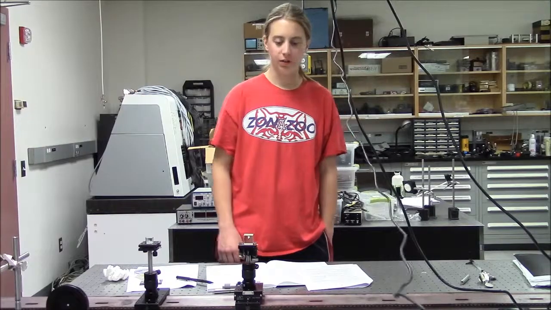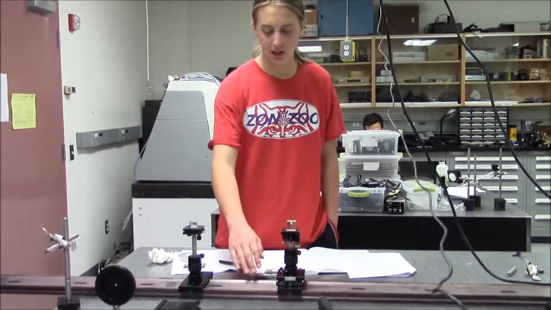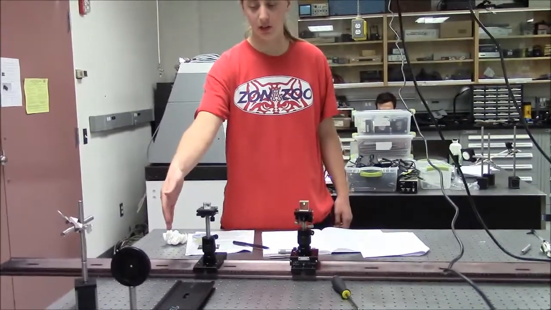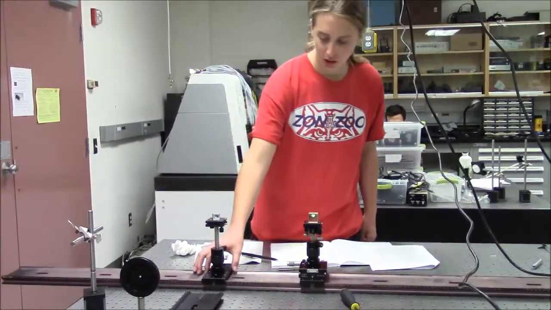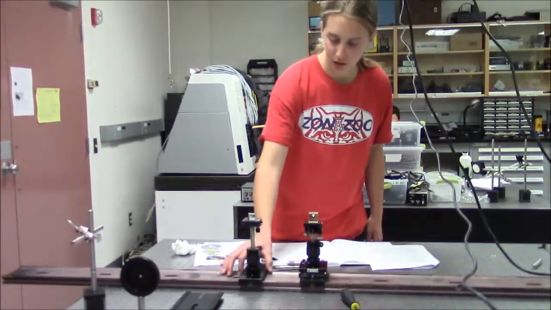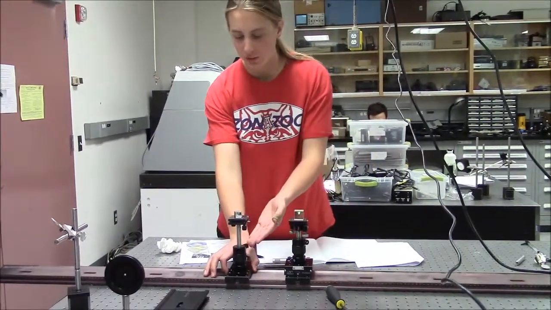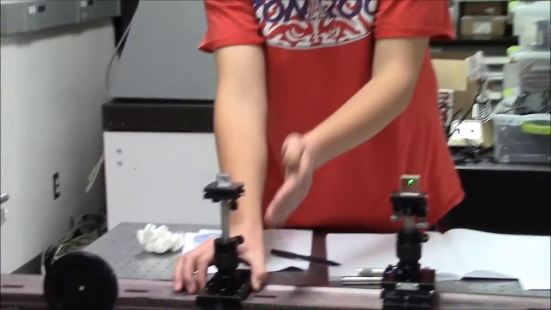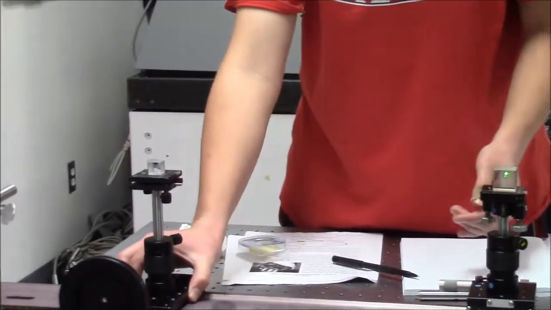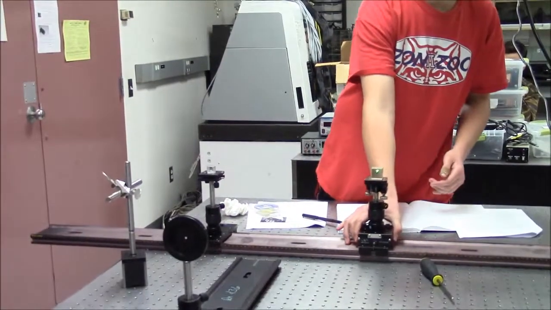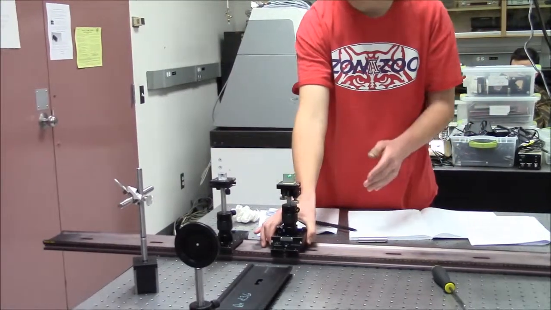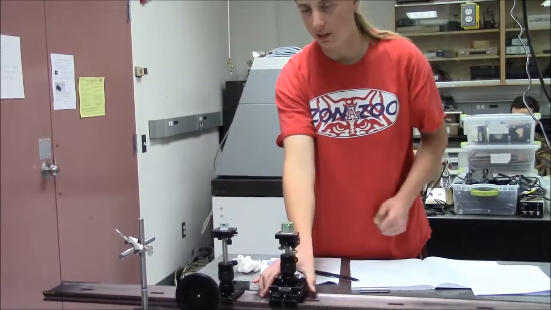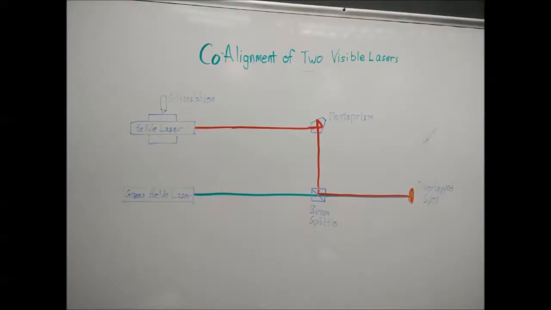Good. For the next part, we use the fact that these two rails are orthogonal to align a 90-degree beam, using first the pentaprism here, just aligning it with the iris here, and then secondly we used the beam splitter right here and also aligned that at 90 degrees.